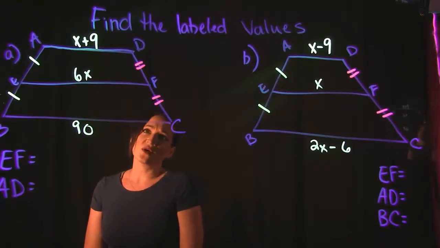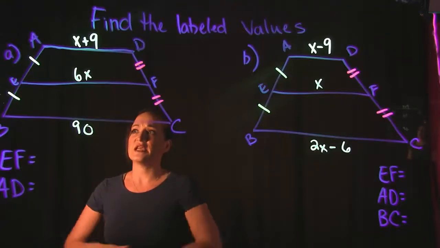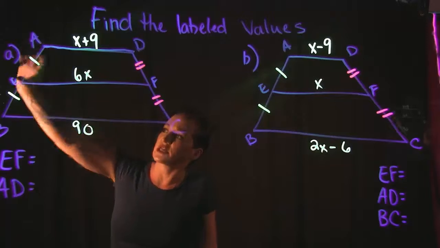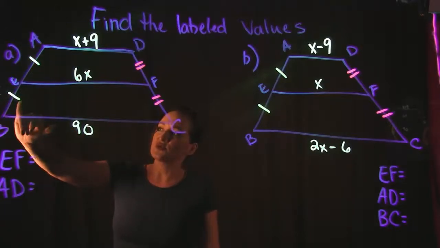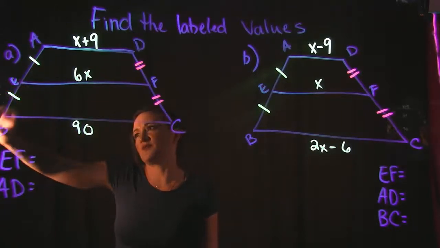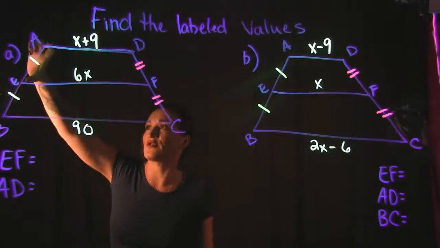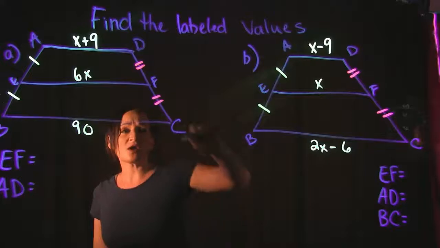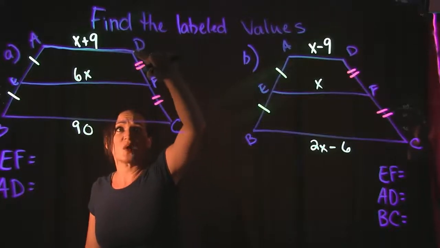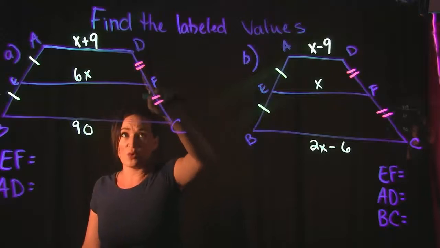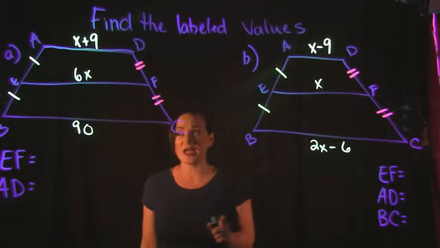The only other information that I see is these tick marks that I have over here. The tick marks on the left hand side mean that this side here, BE, is equal to EA, so these are the same length. Over here on the right hand side, the same thing as well. DF is equal to FC because they have them labeled that they are exactly the same.